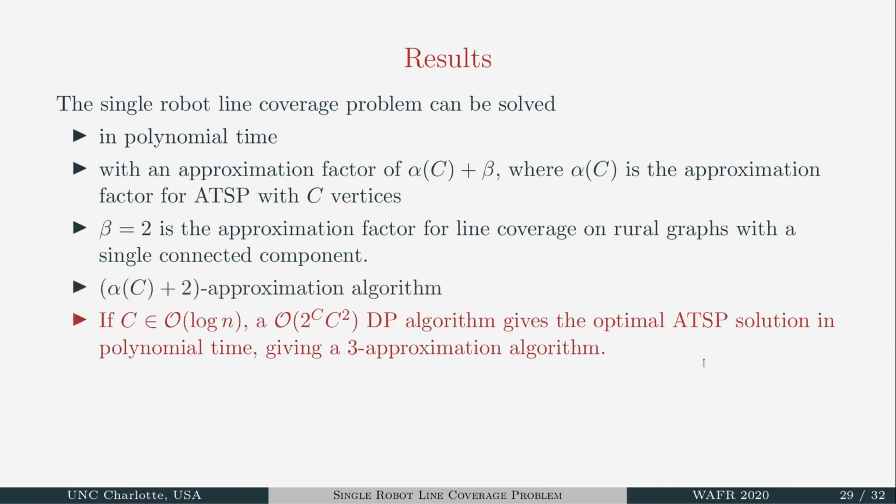If the number of connected components in the required graph is very small, that is, if C is O of log n, then the dynamic programming algorithm gives an optimal asymmetric traveling salesperson problem solution in polynomial time, and the overall approximation factor of the algorithm is 3.